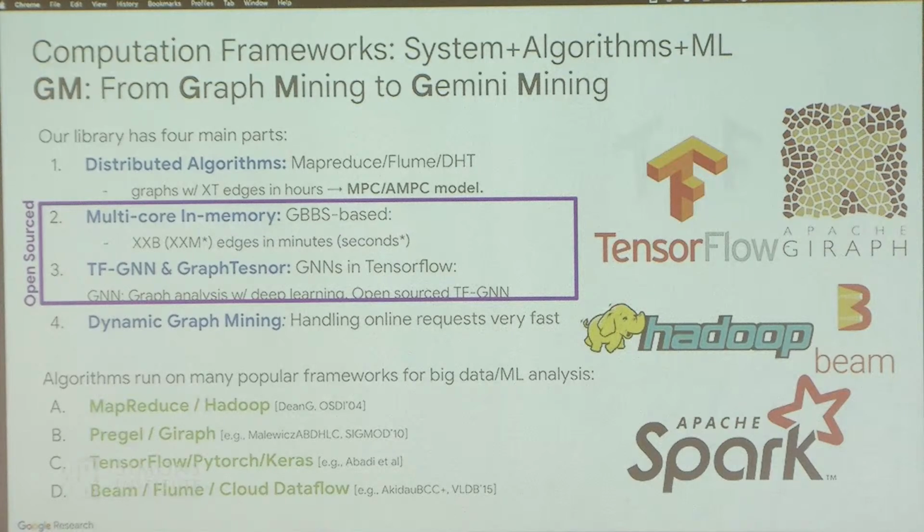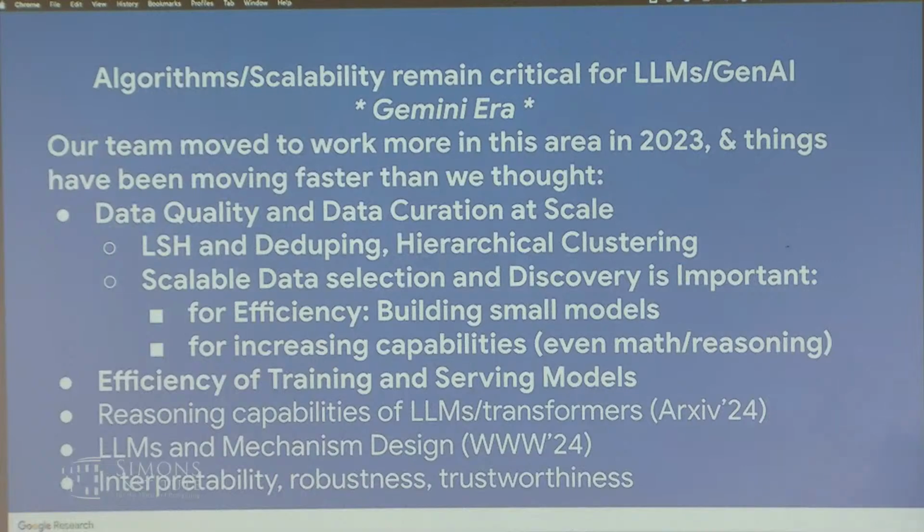This is what empowered us to have impact at Google, publish papers, and be in touch with the academic community. In the past 2 years, we have moved from using this graph mining library to also doing data mining for generative AI, and in particular for the Gemini large model that we are building. Internally, we have this nickname GM for the library, and now folks on the team are saying we can use it for Gemini mining as well. So algorithms and scalability remain critical as we move to generative AI and LLMs, what we call the Gemini era at Google.